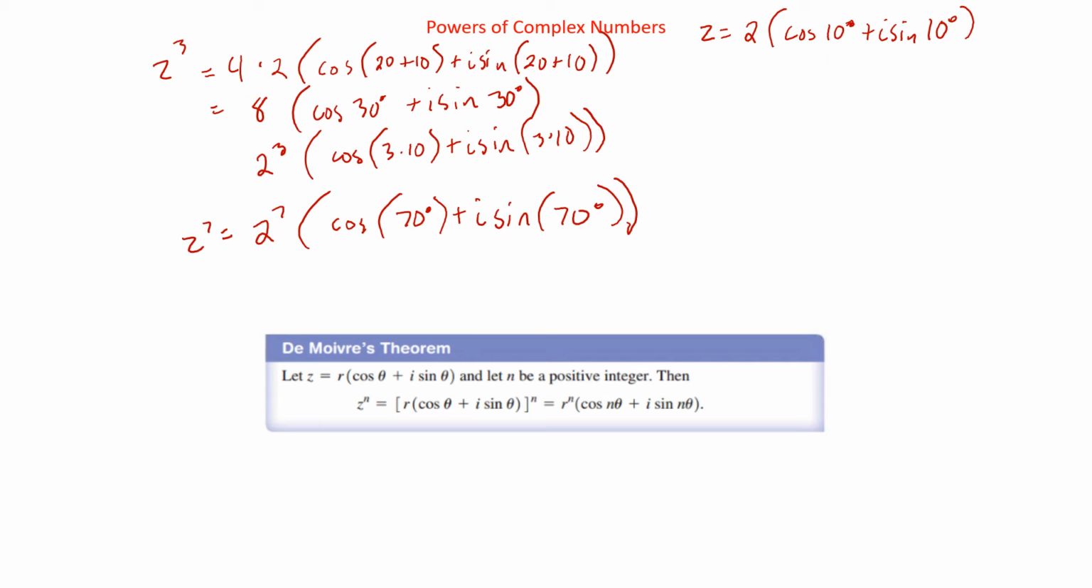So, anyway, when you take it to a power, you take that r to a power, and then you just multiply the angle. This can be used backwards to find roots of complex numbers. So an nth root means that v to the n equals the number. So that means v would be the nth root of z.